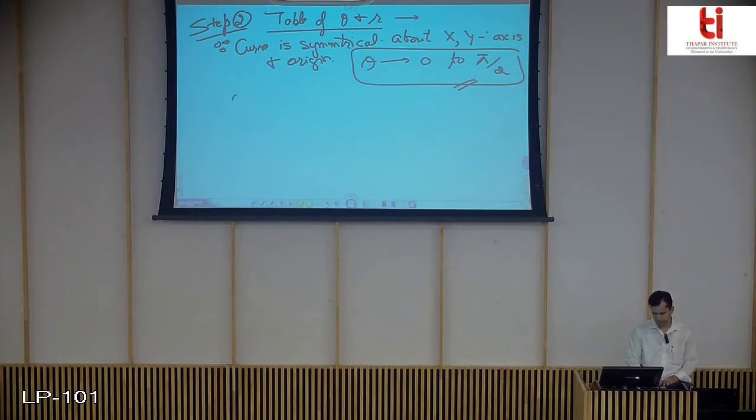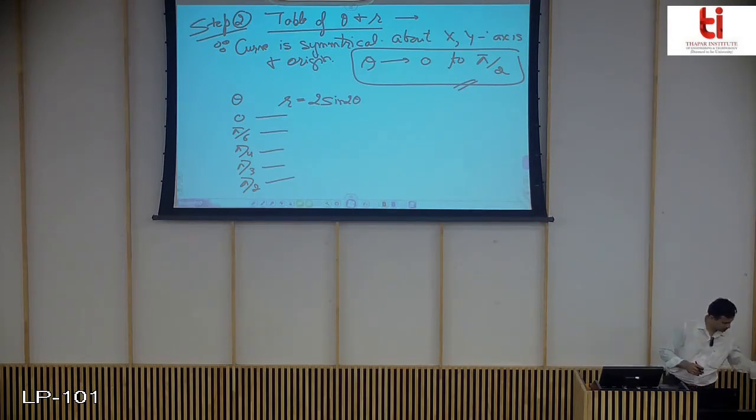So here it is your theta, and here it is your r, 2 sine 2 theta. So here we have theta from 0 to pi by 2. This is your pi by 6, pi by 4, pi by 3 and pi by 2. These are the values of theta, and now the corresponding values of r are, yes, here it is. For theta 0, it is 0, you can see clearly.